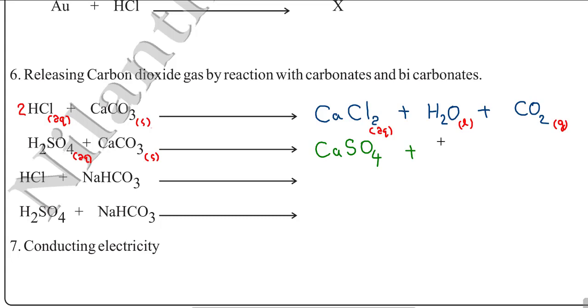Plus water and carbon dioxide gas. And it is auto balance there. One calcium, one carbon, 2 hydrogen, 4 oxygen, 4, 5, 6, 7, right? 4, 5, 6, 7 oxygen. It is auto balance. Calcium sulfate, AQ. Water is a liquid. Carbon dioxide is a gas, right?